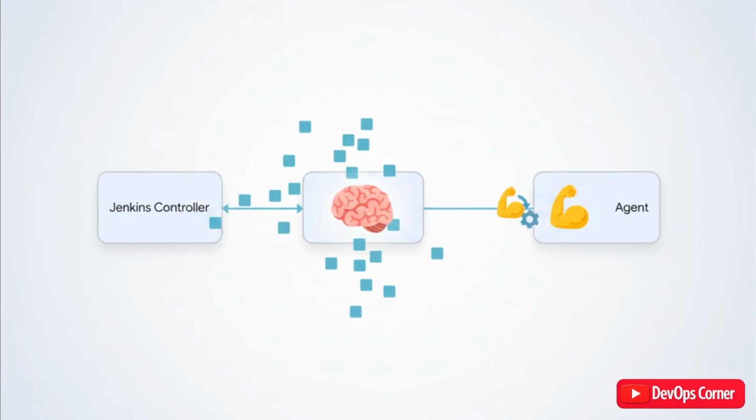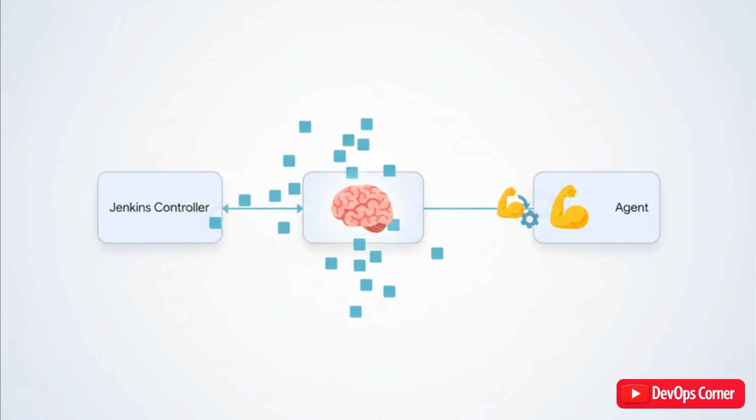The Jenkins controller is the brain of the whole operation. It hosts the web interface where you configure everything, it knows about all the jobs and pipelines you've created, and its main role is to schedule and assign work. But, and this is crucial, the controller itself really shouldn't be doing the heavy lifting. For that, it uses agents.